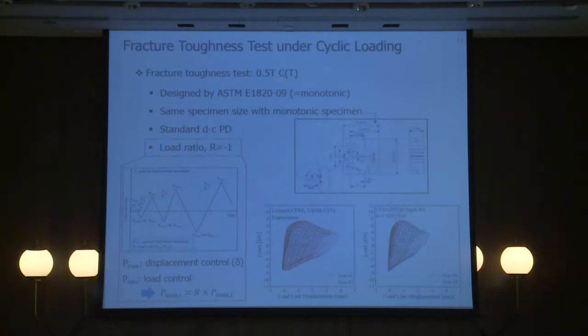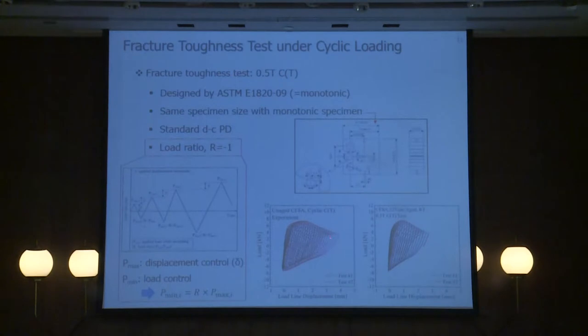And this is the fracture toughness test under cyclic loading. We used the same specimen as the monotonic loading condition, and we used the standard DCPD method to calculate the crack extension, and we applied the load ratio of R equals minus 1. To control the load ratio, we applied displacement control for the tensile load portion of this test, and we applied load control for the compressive load portion of this test.